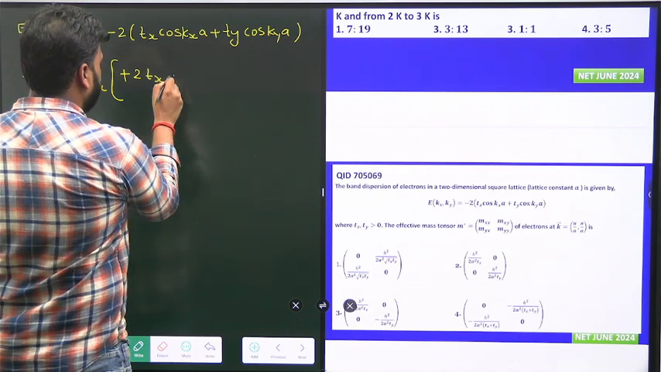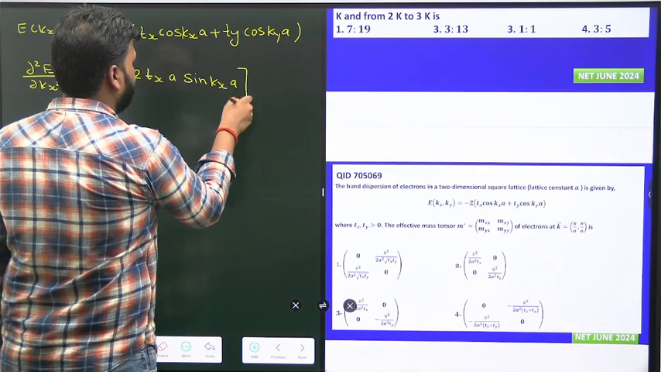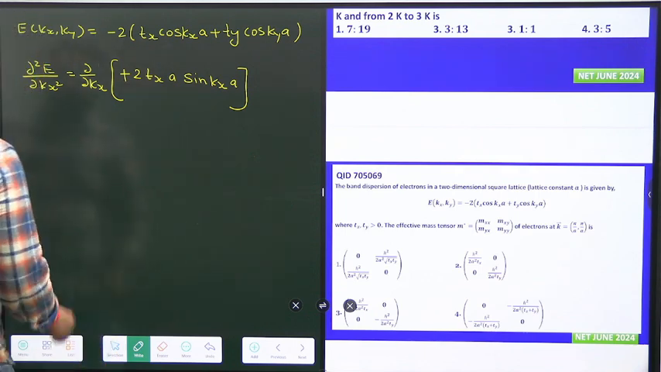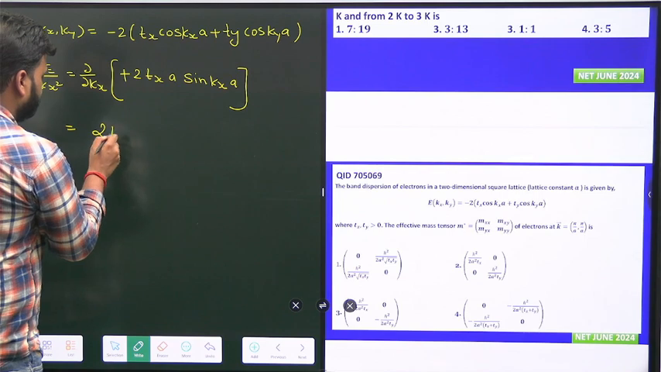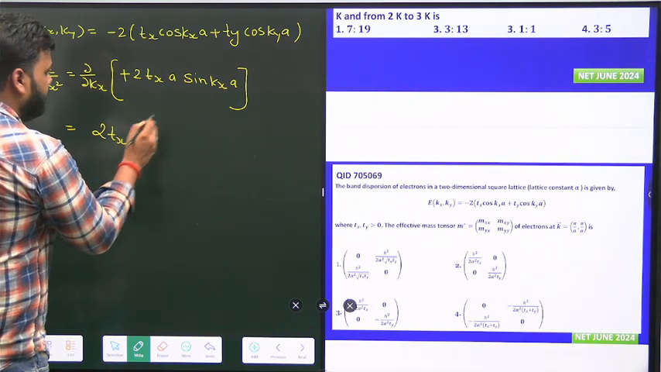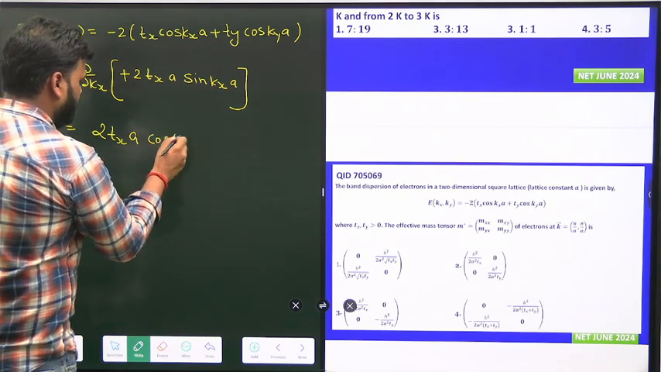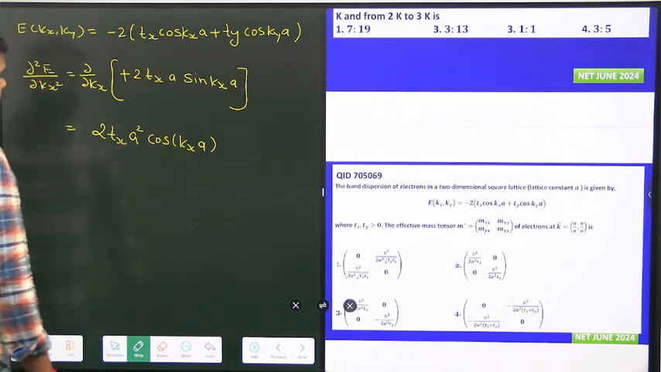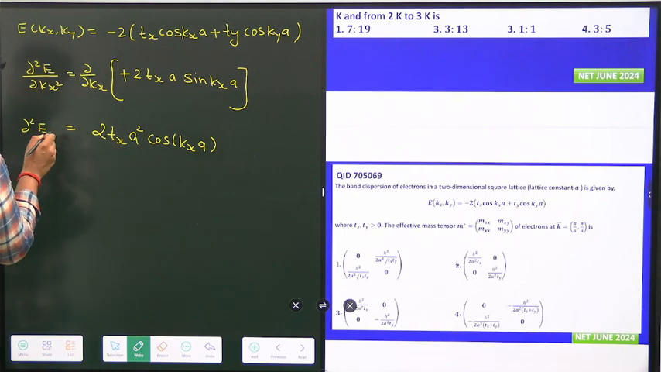One more constant, that a comes out, and this will become sin kxa, right? And this part will be 0 because the derivative we have to take is with respect to kx. Now again we have to differentiate with respect to kx, so it will be 2 tx a, and the differentiation of sin x will be cos x. So this will be cos kxa, and again a comes outside, so it will be 2 tx a square cos kxa. This is the value of del 2E over del kx square.